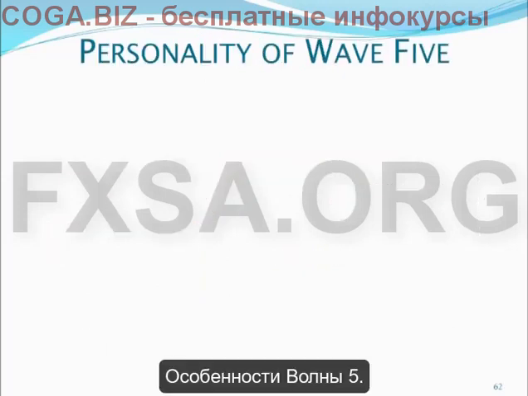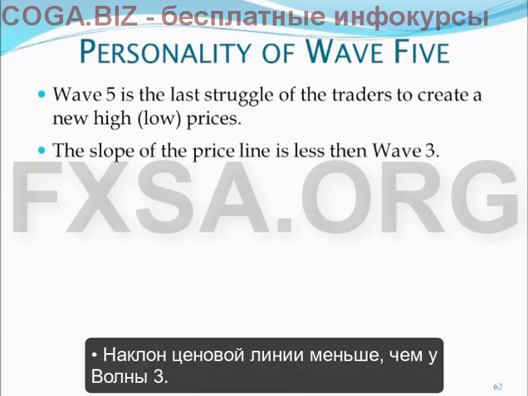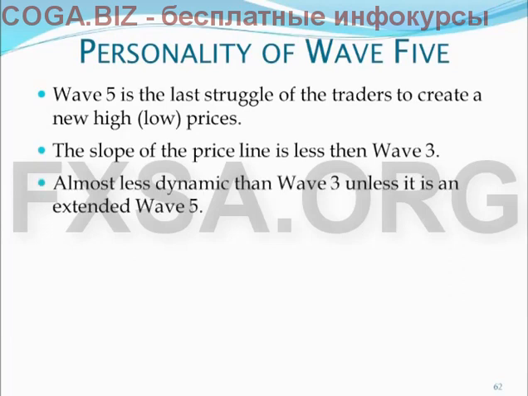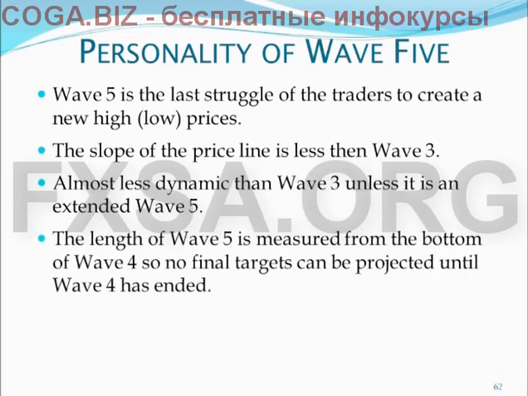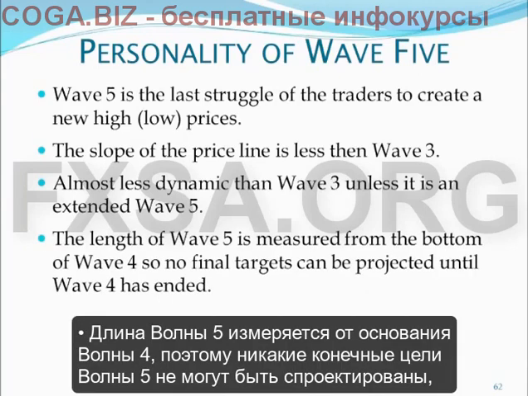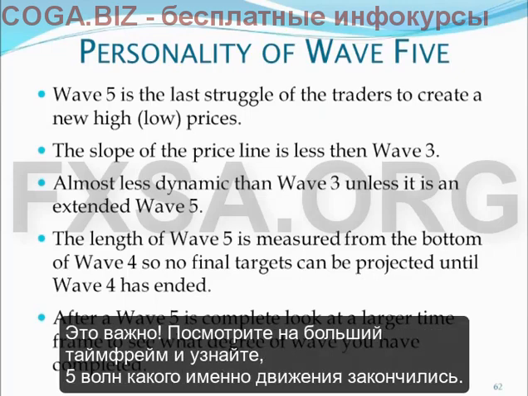Personality of wave 5. Wave 5 is the last struggle of the traders to create a new high or low in prices. The slope of the price line is less than the wave 3 and almost less dynamic than wave 3 unless it's an extended wave 5. The length of wave 5 is measured from the bottom of wave 4, so no final targets can be projected until wave 4 has ended. After a wave 5 is complete, look at a larger time frame to see what degree of wave you have just completed. And that's important. Looking at the larger time frame, you have 5 waves of what?